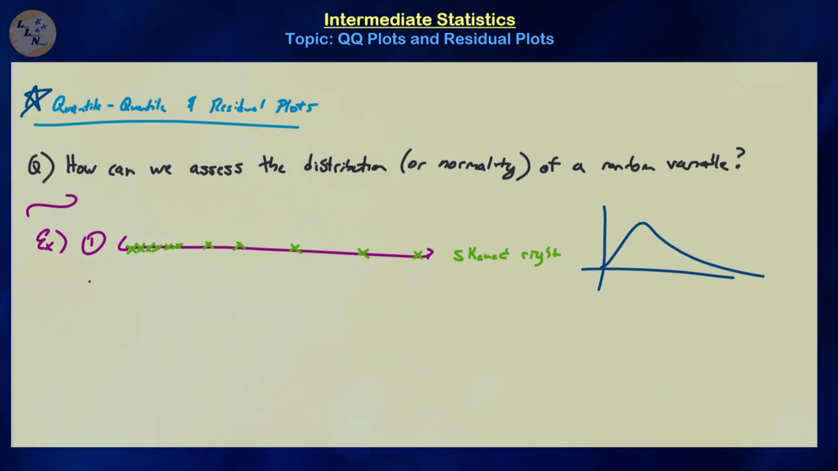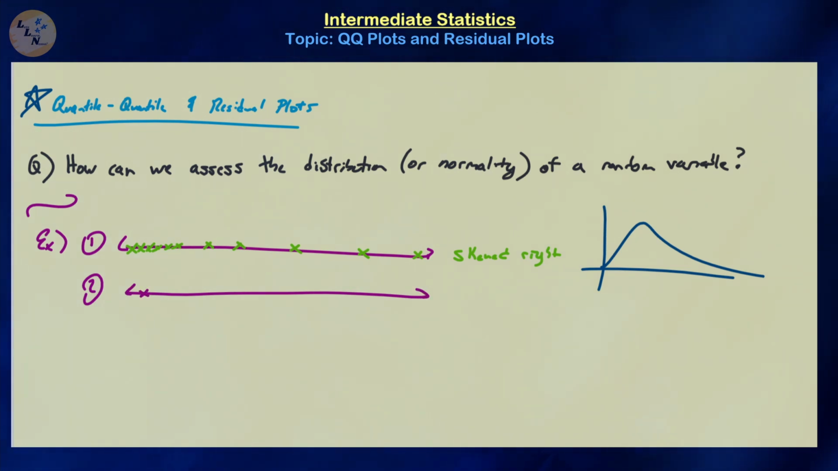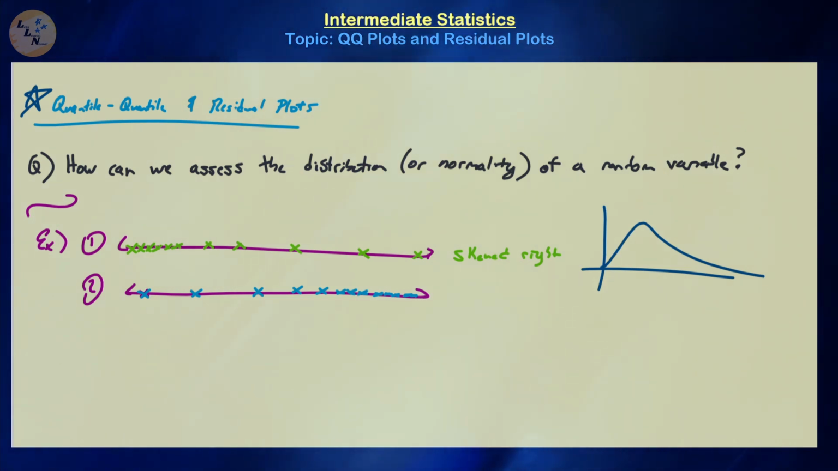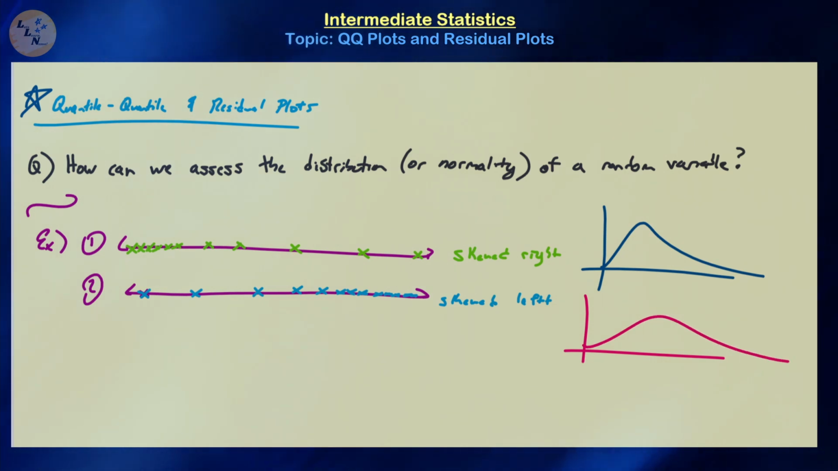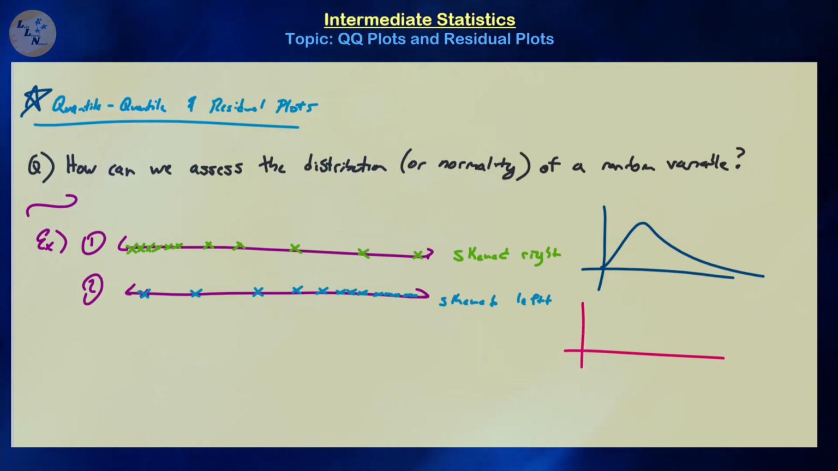Now, if we look at another distribution, so let's look at this one. If we have some scattered points, let's do it in blue, and then they start to cluster as you move to the right side of the distribution, what type of distribution would that be? That would be a skewed left distribution or a negative skewed distribution. So that would sort of look like, not like that, but more like this. Right? So you have a tail on the left hand side, most of the data is on the right hand side.